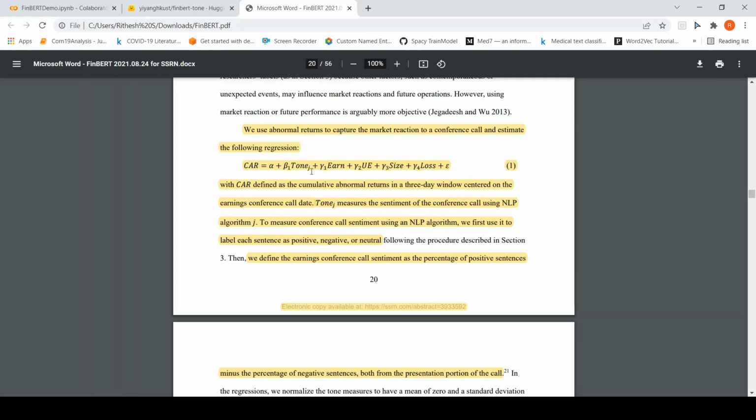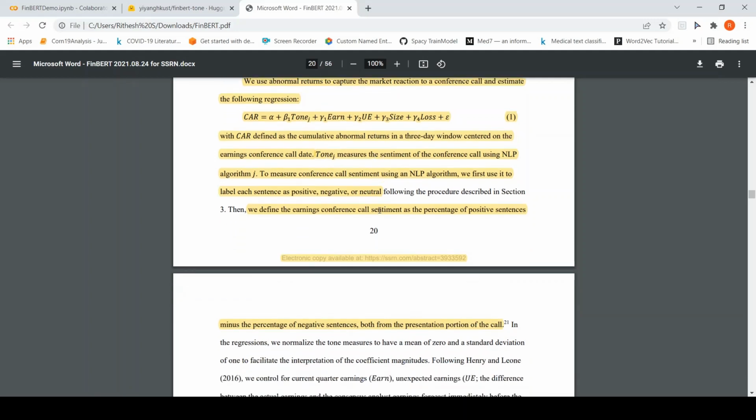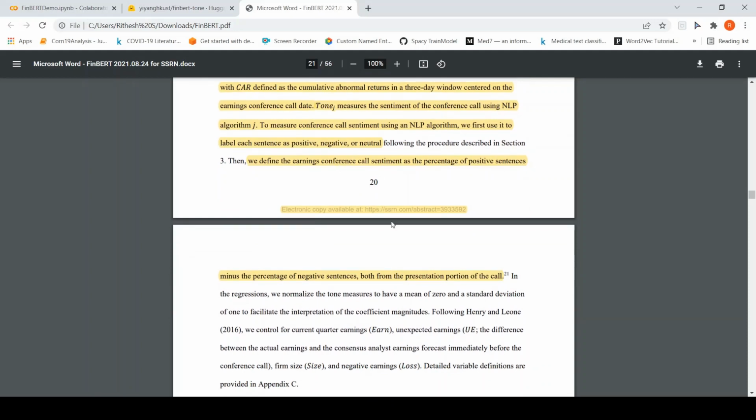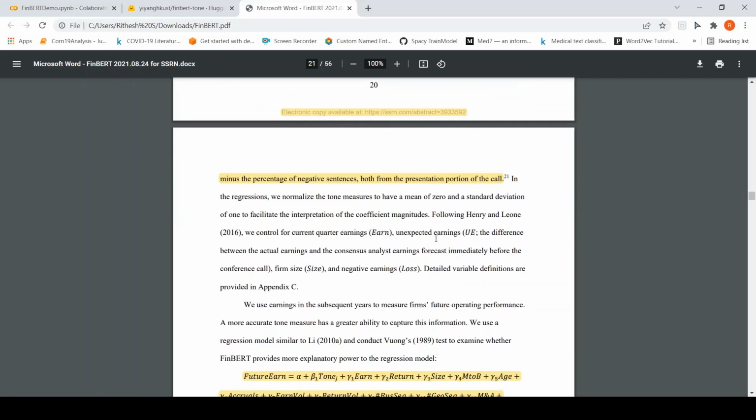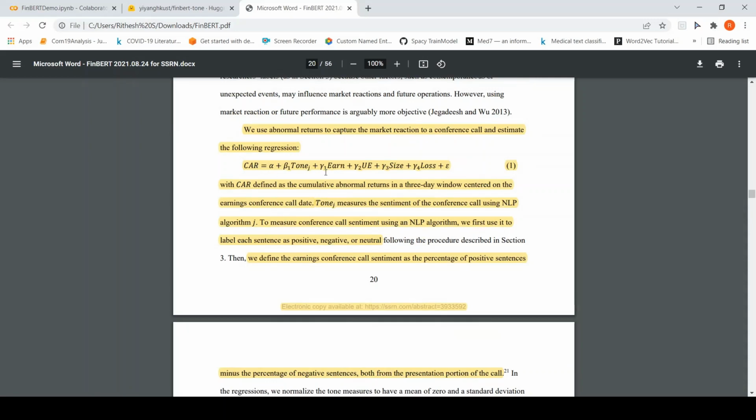Okay, so there is a tone which measures the sentiment of the conference call using NLP. Then you have certain other parameters like earnings, size, loss and other things. For the tone, they used financial BERT to classify sentiment as the percentage of positive sentences minus the percentage of negative sentences from the presentation portion of the earnings call. That is how they got the tone, as a percentage. Then they also look at, as I said, unexpected earnings, firm size, negative earnings. For details, you can look into the appendix over here. So that is the cumulative abnormal returns.